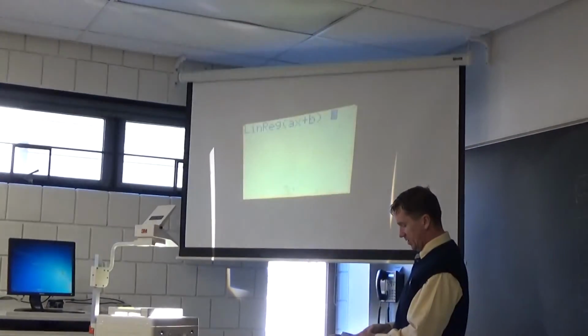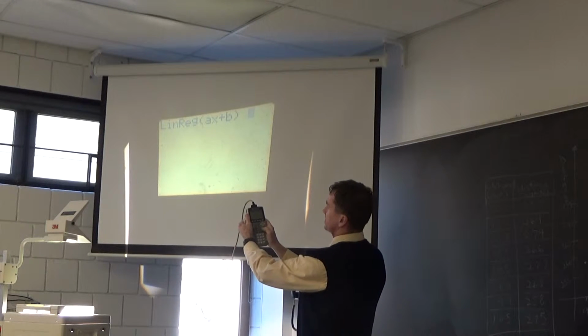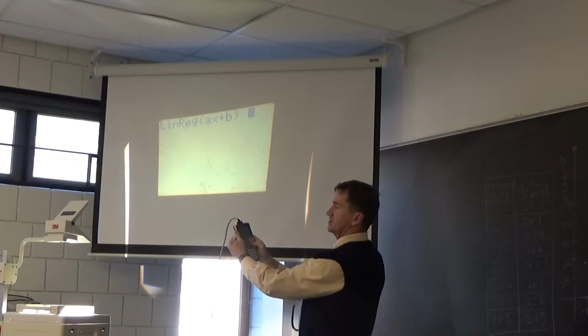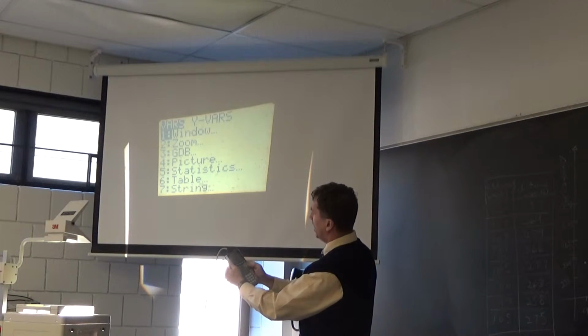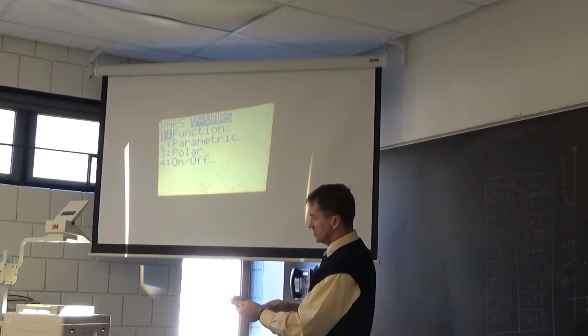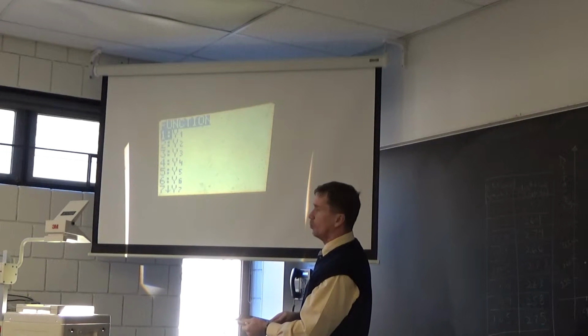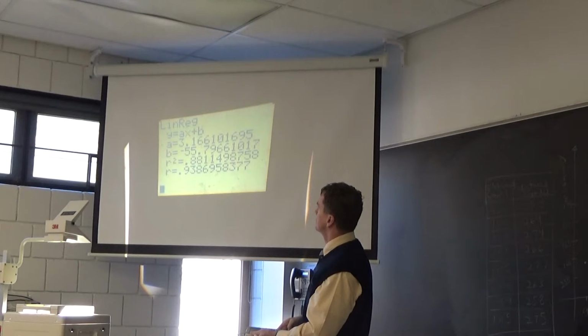So where is vars? It's to the right of program. It's near the stat button. It's in that column, second to the right. I'm going to hit vars. Then I'm going to arrow over to Y-vars. And then I'm going to hit enter, enter, enter. What it's going to do is it's going to go to function, put it in the y1, and then it's going to stick the equation in y1 for me.